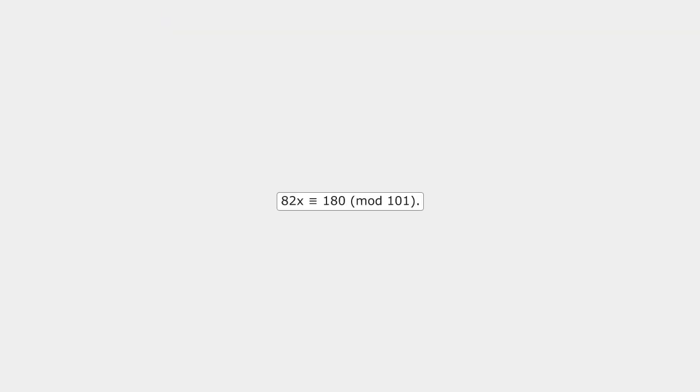Start with the congruence. Since 101 over 41 equals 2.463, multiply the congruence by 2, giving this. Subtract this from multiples of 101, namely this. Since 101 minus 82 equals 19, and 202 minus 180 is 22, you get this.